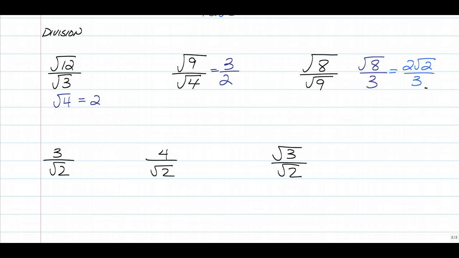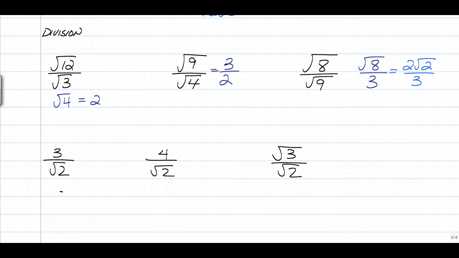So this next row is going to get slightly more complicated because we have a 3 divided by a square root of 2. And you can't leave that answer because of the square root of 2 in the denominator. So what you need to do is get the denominator to have a perfect square by multiplying by a clever form of 1. What do I mean by that?